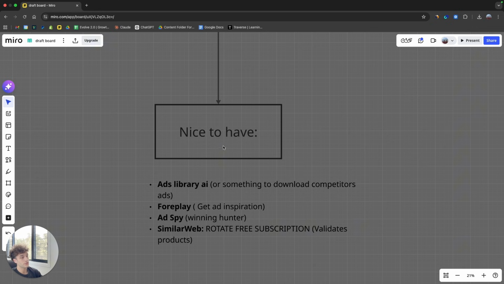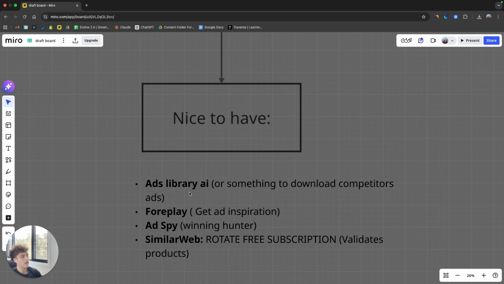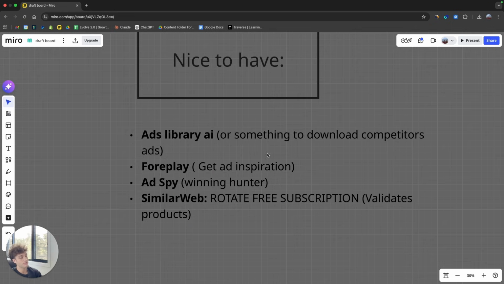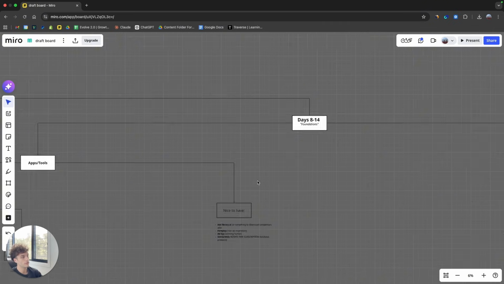Okay, moving on to our apps and tools that are nice to have, time saving, and just for organization, essentially. So Ads Library AI, very good just for going onto Ads Library and being able to save your competitors' videos directly. Foreplay essentially allows you to create boards and just save ads to it, so you can easily view specific ads that you want to see, instead of just having it all saved and messy on your computer. AdSpy, Winning Hunter, stuff like that, just another nice to have tool. And then one tool that I would actually recommend for you guys to get is SimilarWeb. Use that and then rotate free subscriptions. That's all you really need to do.